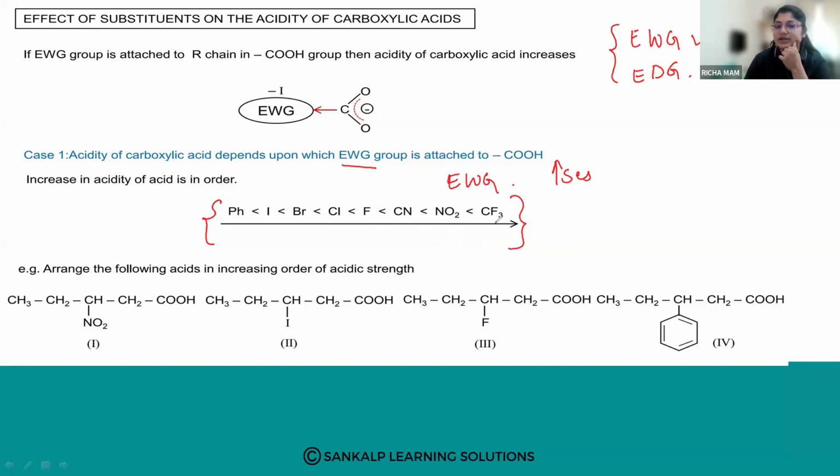then trifluoromethyl. So when these substituents are present on the chain which consists of a carboxylic group, it increases the acidity. Remember that. Whenever electron withdrawing groups are present, the acidity of the carboxylic acid increases. It increases the acidity and it stabilizes the carboxylate ion.